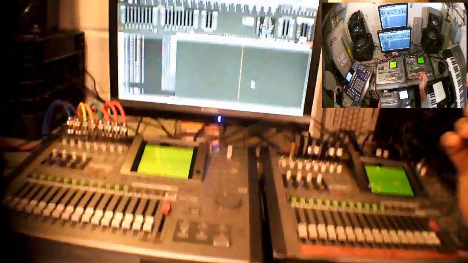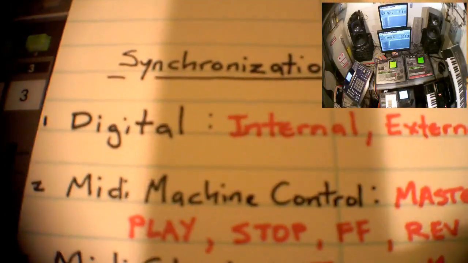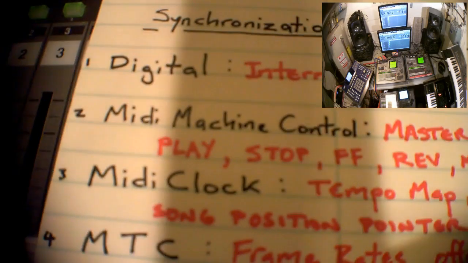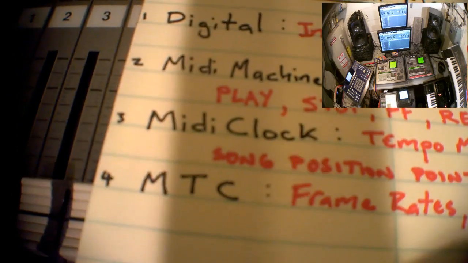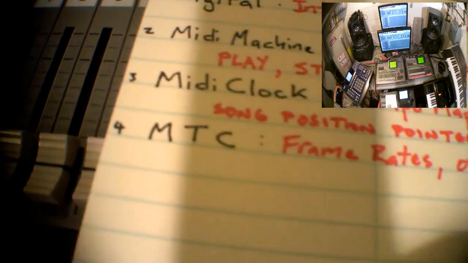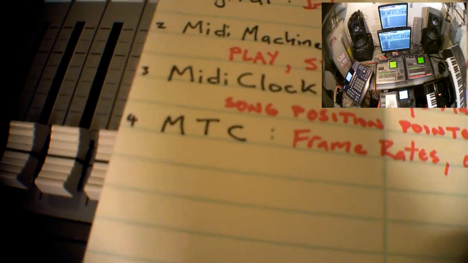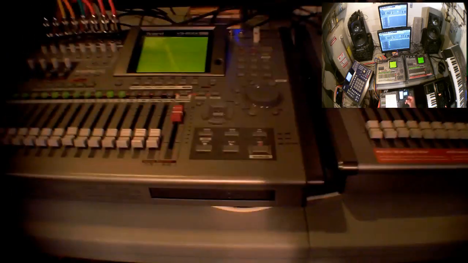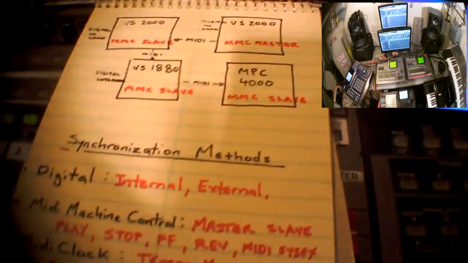Okay. So we have various methods of synchronization, right? Digital, that are all happening, and some of them are happening at the same time. You have your digital, your MIDI machine control, MIDIclock, MTC. Some machines have SMPTE, and you know, you can also use a word clock. Now, before I get fully into this, let me just explain. Okay, so let me show you this map.